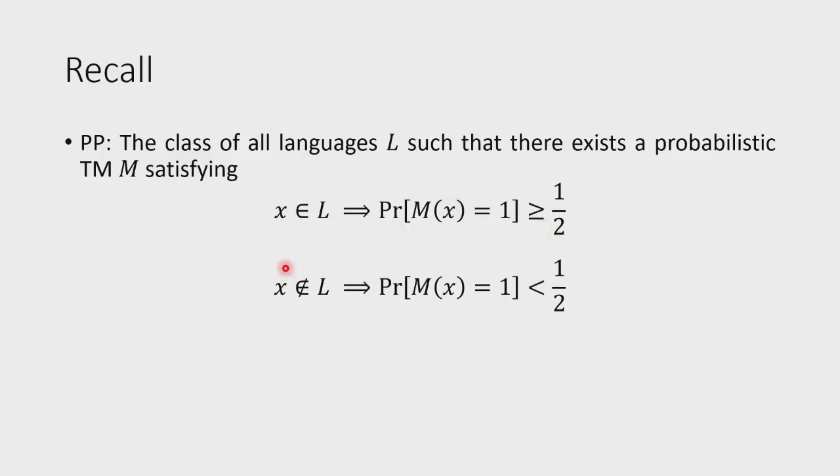So if X is in L, then the probability that M(X) outputs 1 is at least half. And if X is not in L, then the probability that M(X) outputs 1 is strictly less than half. If I were to add a small inverse polyfactor over here and subtract a small inverse polyfactor over here, then this would exactly be the definition of the class BPP. The difference is that there is no inverse polynomial additive factor, that is, there is no gap between these two probabilities.